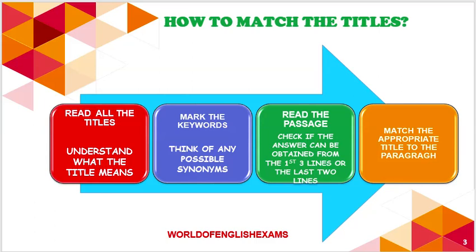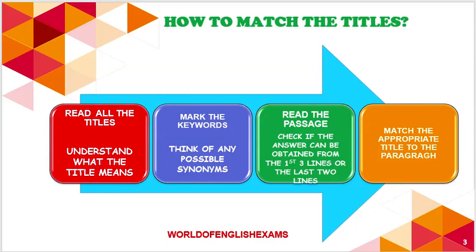Then once you have read the titles clearly, the next step is going to be to mark the keywords, and of course to think of any possible synonyms. Synonyms are parallel expressions, which means other words which mean the same, just like buy and purchase. So both of them are synonyms. So we should not expect to find the exact words that are given in the title. Often you find the synonymous meaning or the paraphrased form of the expression.